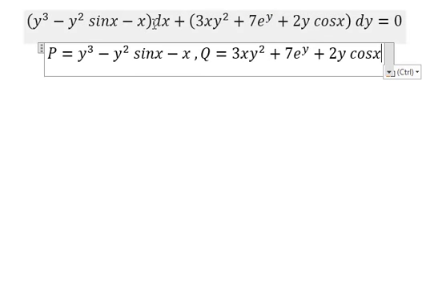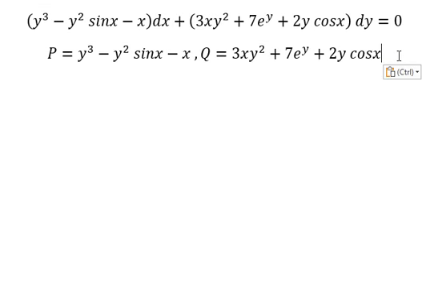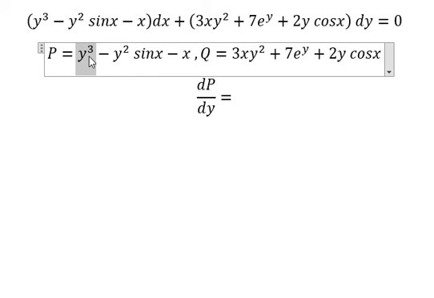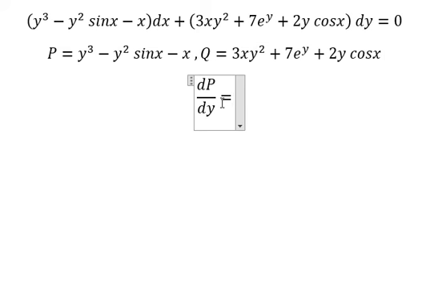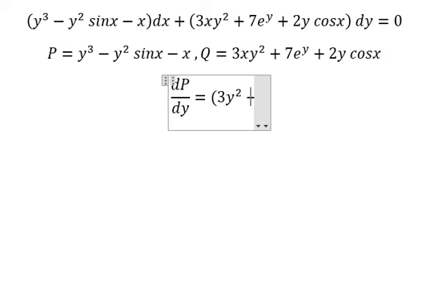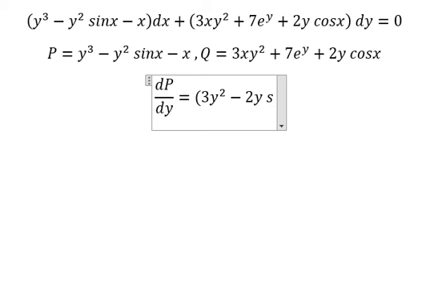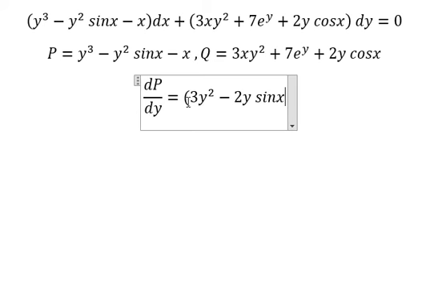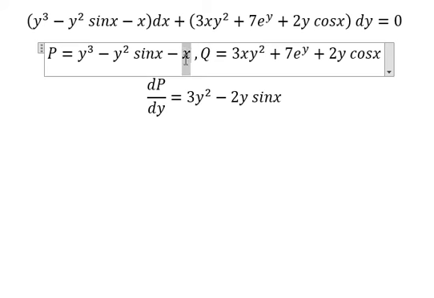Next, we have the x. That means we need to find first the derivative of b with respect to y. So we have y to the power of 3 and y squared in here. So we got 3y squared minus 2y sine x. This one we don't have y, so you got 0.